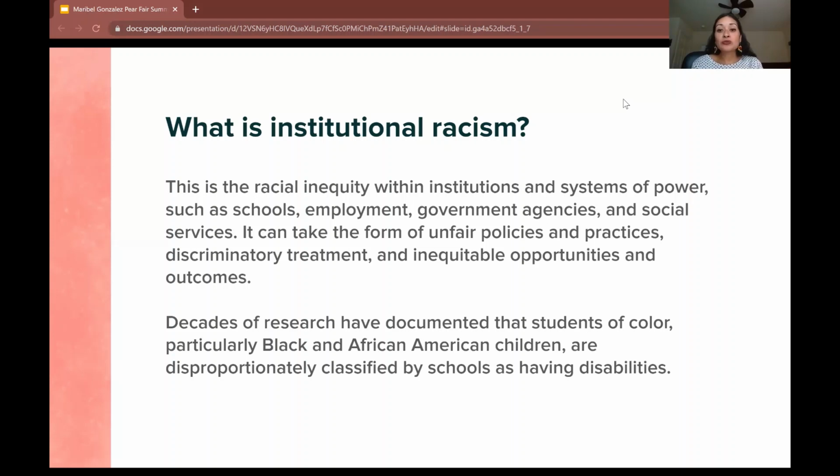So institutional racism is in our schools, and it is our responsibility as educators to analyze, unpack, disrupt, and rebuild our classroom spaces so that every learner has the opportunity to receive equitable access to the same opportunities as everyone else.